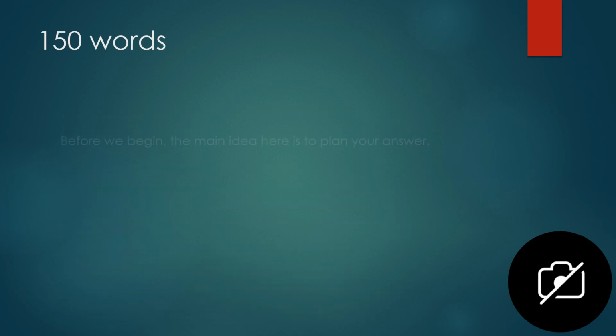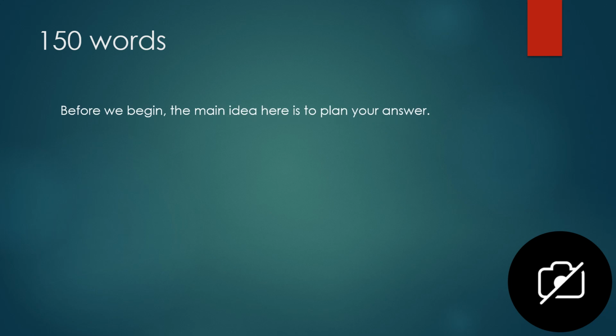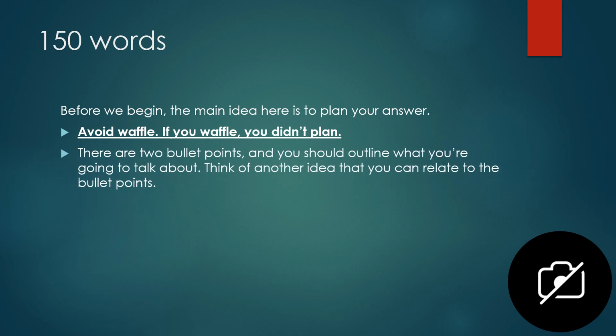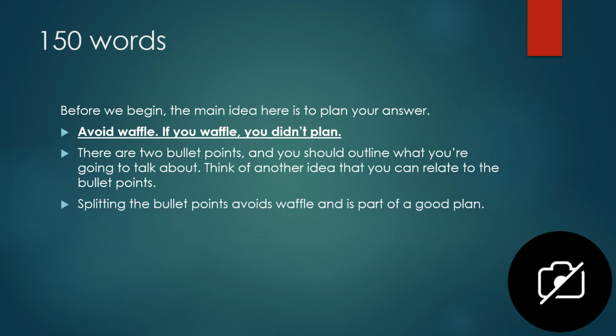So 150 word, before we begin, the main idea here is how to plan your answer. So avoid waffle. If you waffle, you didn't plan, and it will be more difficult to get good marks for the content of what you've written if you aren't expressing different ideas. There are 2 bullet points, so you should outline what you're going to talk about. Think of an idea that you can relate to each of the bullet points so that you can talk a little bit more about the topic without resorting to repetitiveness. I would advise splitting the bullet points.